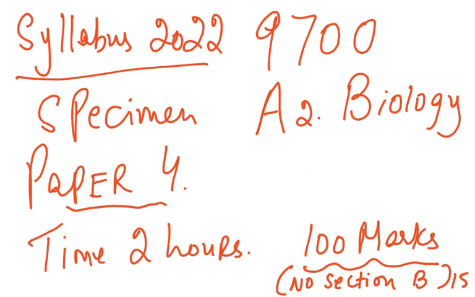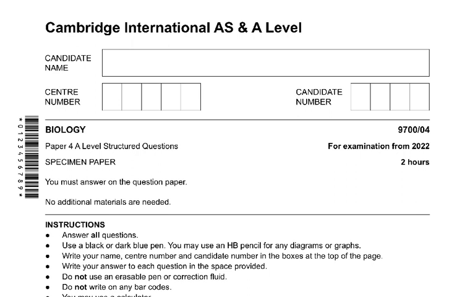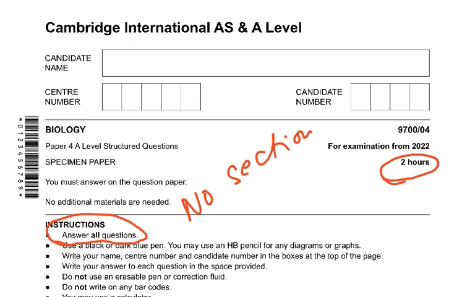This is the first time that there will be no choice in the paper 4. Previously in section B, there used to be a choice. Now there is no choice. And as you can see here, there's answer all the questions. There used to be a section A and a section B, but now there is no section B, and you will have to do all the questions. So there is no choice left anymore in paper 4.